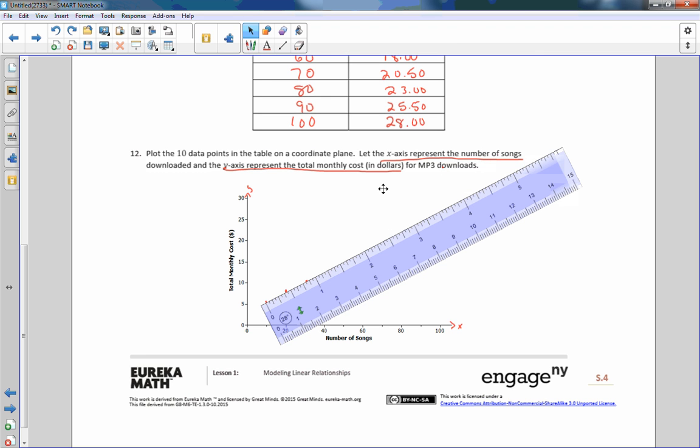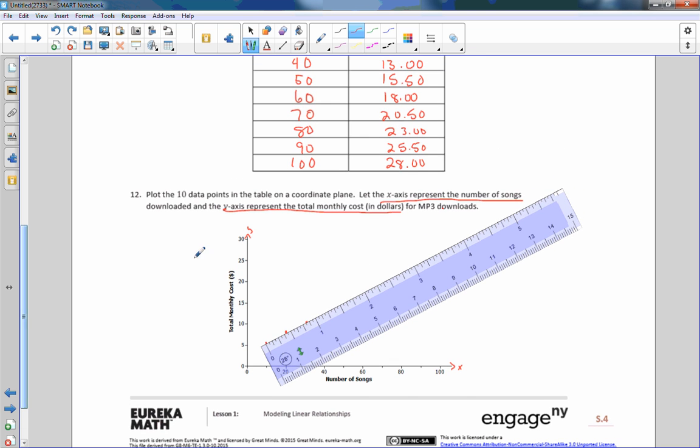Okay, so there's the first 3 points, and they all should land along this line. I'm just going to use this as a guide, like I said. So now we're at 40, and 40 is $13. If I went straight up from 40, 13 should be right about there, between 10 and 15.